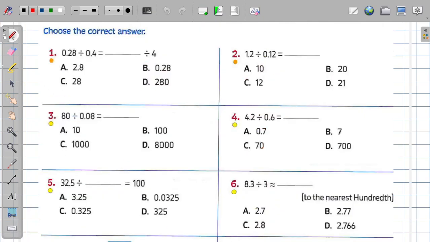Next, I have some multiple-choice questions. Maybe these questions appeared in the final exams of the previous years. Okay, so I have the first one here.